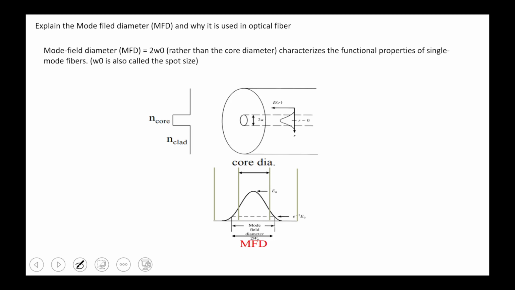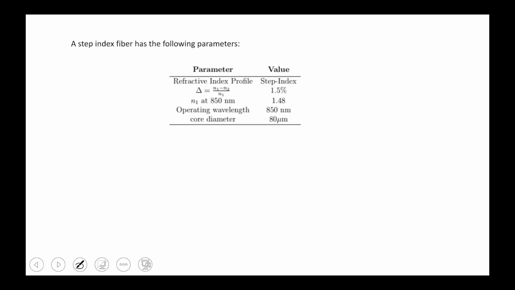So this is the mode field diameter, 2W0. First, there are some questions you can solve yourself. I think the time is over. Does anyone have doubts? Sonek, should we stop or should I continue? Oh, I don't mind stopping.